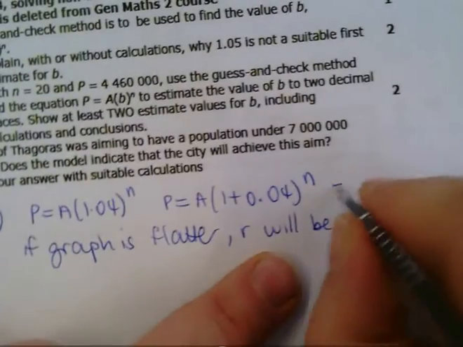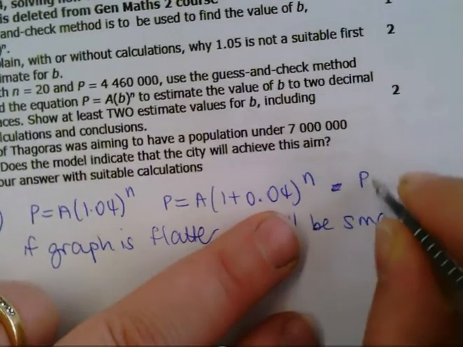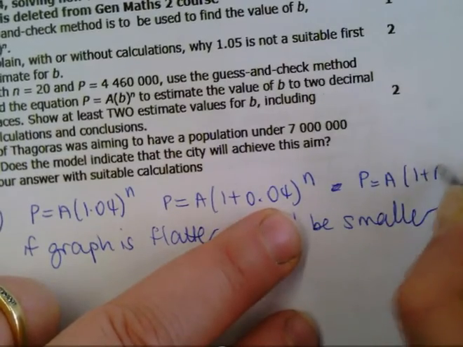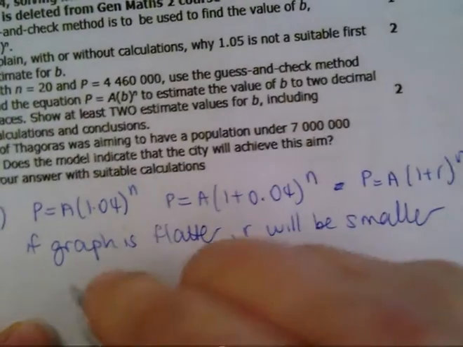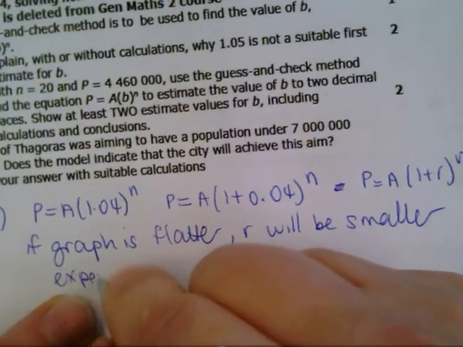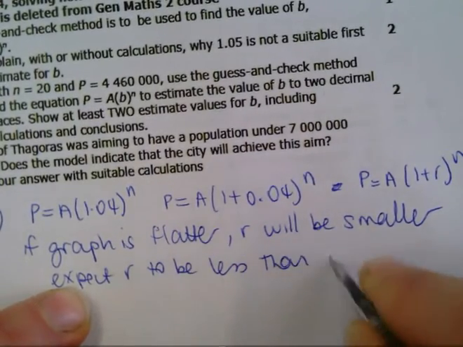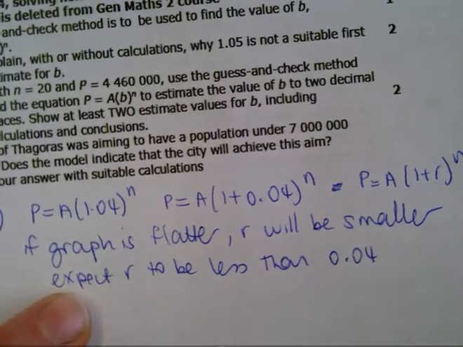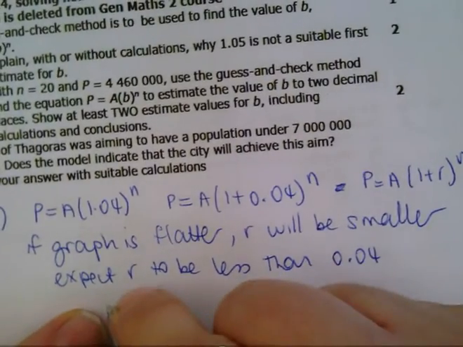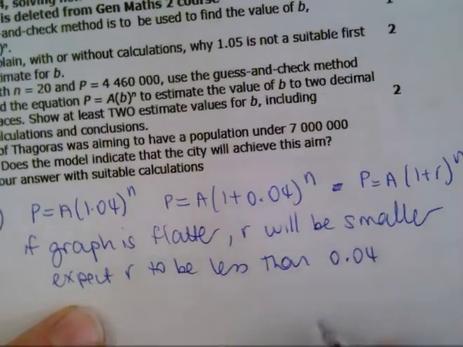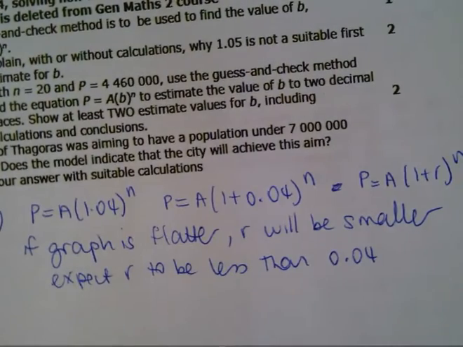Remember we're modeling this on P equals A(1 plus R) to the N. So R will be smaller. We expect R to be less than 0.04. Do you get it? In other words, the bit in the brackets should be less than 1.04. Does this make sense?